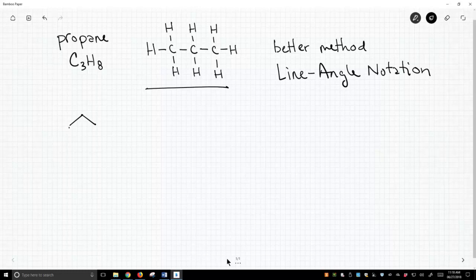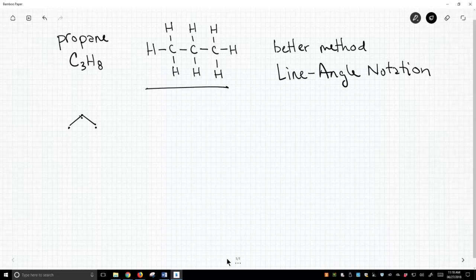The end of each line, I'll put a dot by the end of each line, represents where a carbon is. So each vertex in the bend of this line is a carbon, and the two ends each represent a carbon. How about the hydrogens? The hydrogens are assumed. If you look at this end carbon, the one right next to that dot, it has one bond to another carbon atom that's right there.